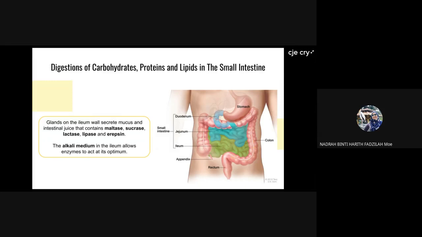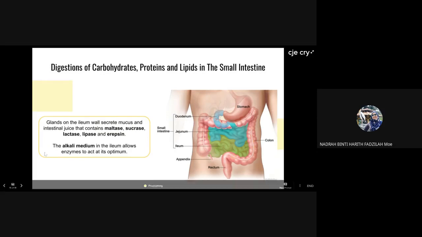Maknanya kalau karbohidrat, last kali kita nak dia dapat monosaccharide. Kalau dia protein, last kali kita nak dapat acid amino. Kalau dia lipid, last kali kita nak dapat fatty acid and glycerol. And at the same time, since in the duodenum earlier, bile is secreted to make it an alkaline medium, the ileum also needs an alkaline medium to allow the enzymes to act at their optimum, to be in an optimum condition.